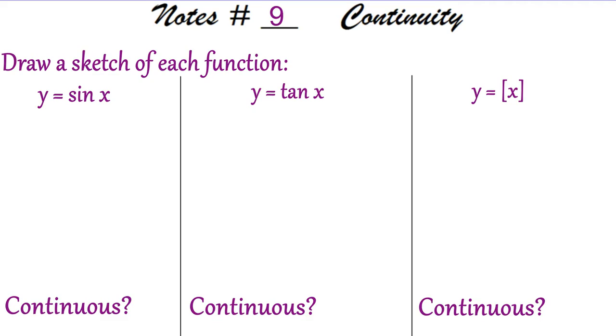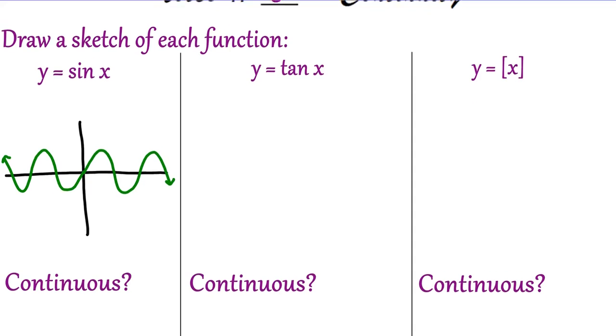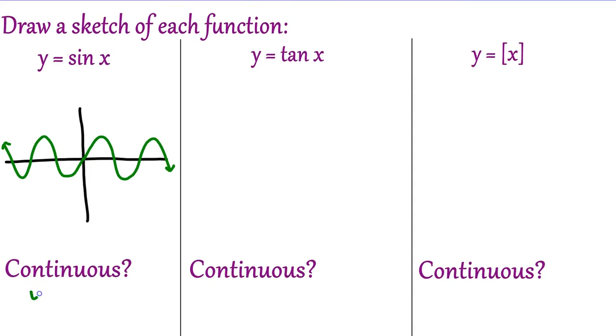Okay, let's look at these examples. Draw a sketch of the function y equals sine of x. We know it continues on. The domain is all real numbers. Now, would you say that that is continuous? Like if your arm didn't get too tired, could you just draw this without lifting your pencil? Yeah, it looks kind of intuitively obvious that it is continuous.